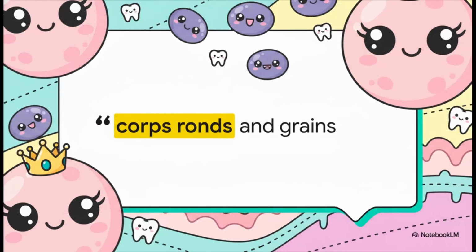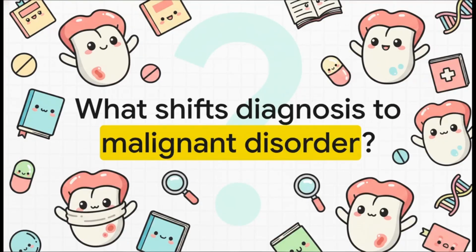Let's finish our buzzword checklist strong. If a pathology slide mentions specific benign dyskeratotic cells called corps ronds and grains, where the corps ronds are large, round keratinized cells in the prickle cell layer, and the grains are smaller pyknotic cells in the stratum corneum, well, you have definitively diagnosed Darier's disease. Boom. Done. Wow, we have covered a massive amount of high-yield pathology today.